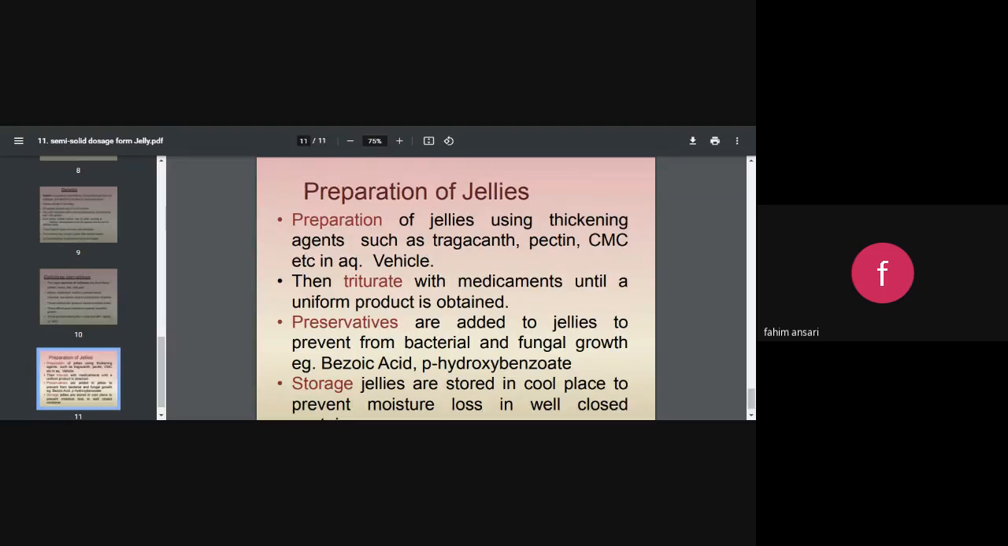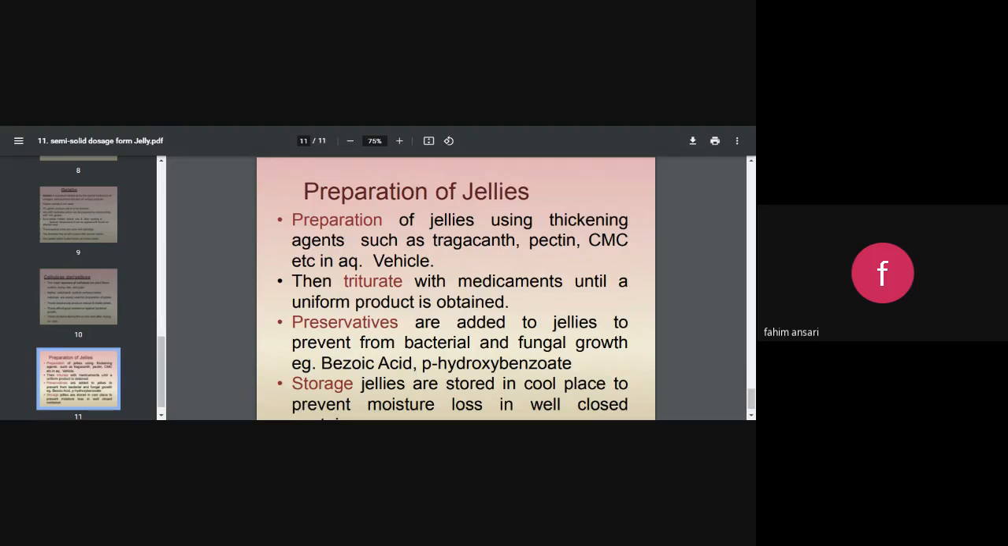Next are the preparations of jellies. Preparation of jellies using thickening agents. Thickening agents mean the gelling agents such as tragacanth, pectin, CMC, etc., in an aqueous vehicle. Then triturate with the medications until a uniform product is obtained.